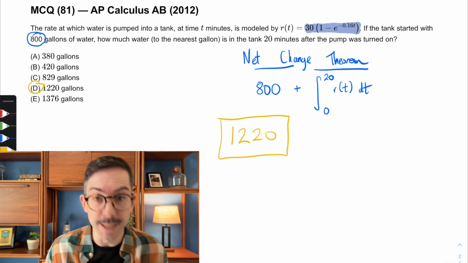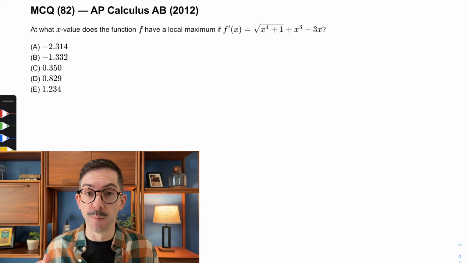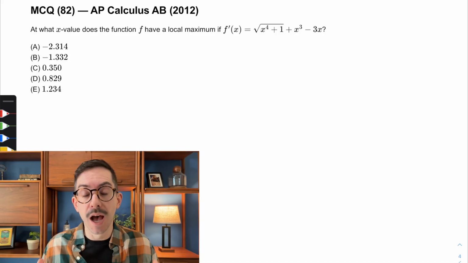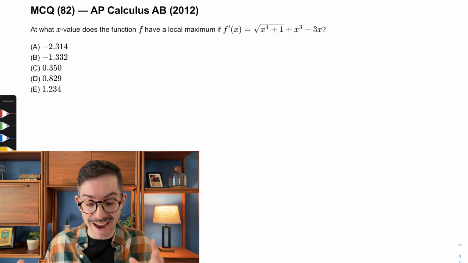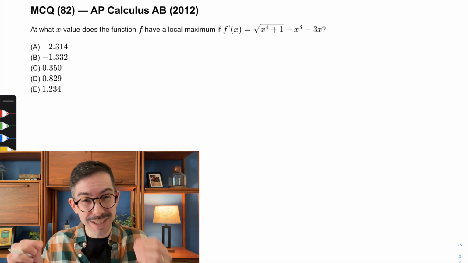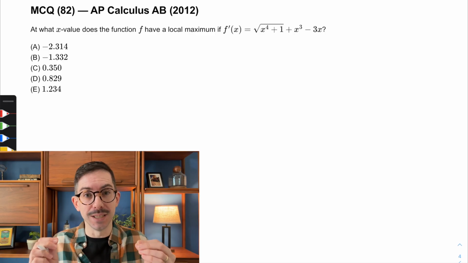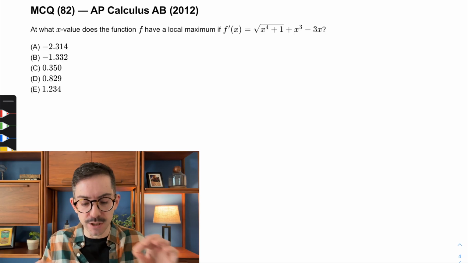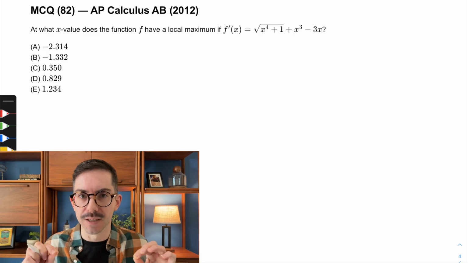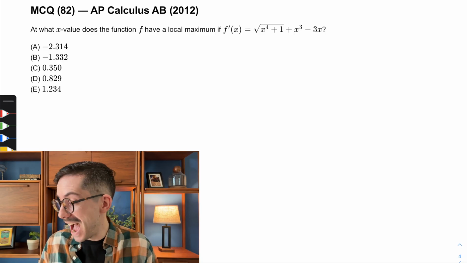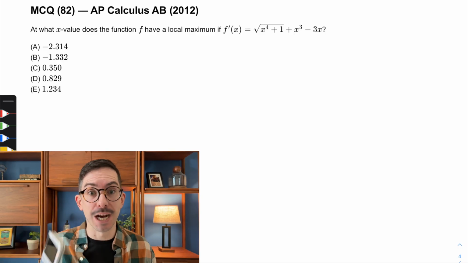Answer D. Next question, problem 82, is giving us an expression for the derivative f prime and asking us to deduce if f has a local maximum. This is a little bit like that analysis we did in the very first problem, but here it's truly focused on this one statement. Where do we have this local maximum occurring? And unlike in the first problem, we are going to need our calculator here.